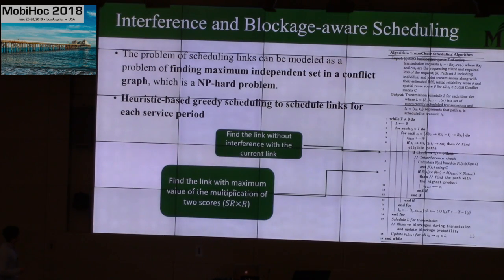And this is our algorithm. Our idea is that we want to find the link with the maximum value of the multiplication of these 2 scores, because we want to have the higher probability and at the same time the higher throughput. And then we try to use a greedy manner to fit another link with the highest value of this score, at the same time without interference with the current links in the network.